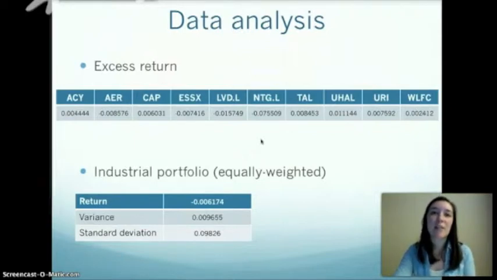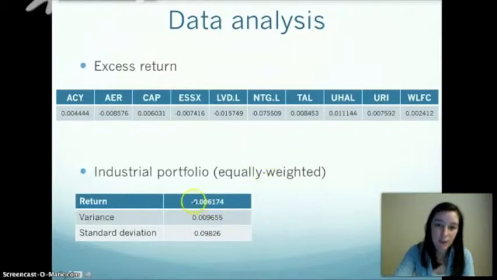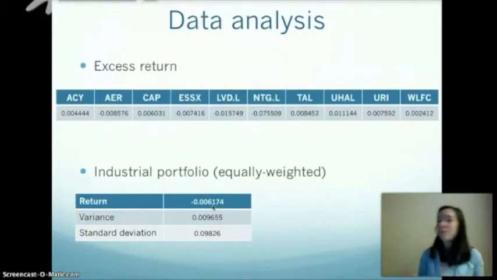Here we observe that the return of our industrial portfolio is negative. However, its variance is low. Now I hand over to Delphine.